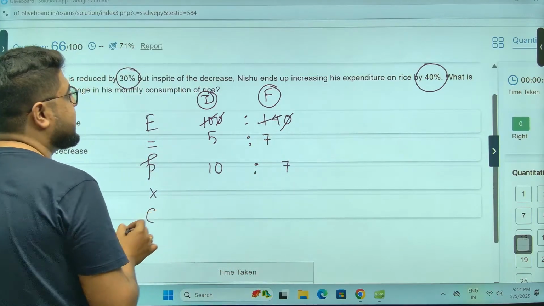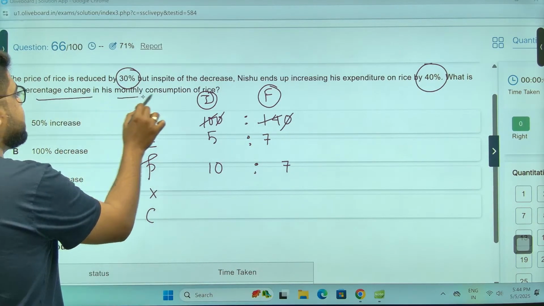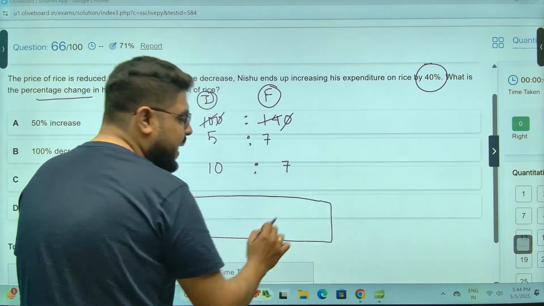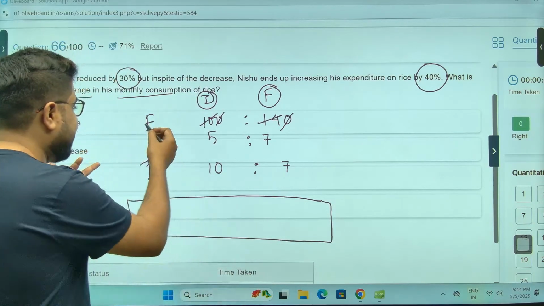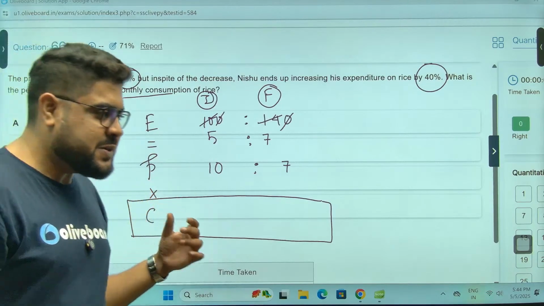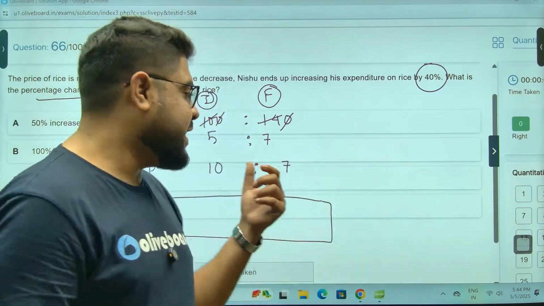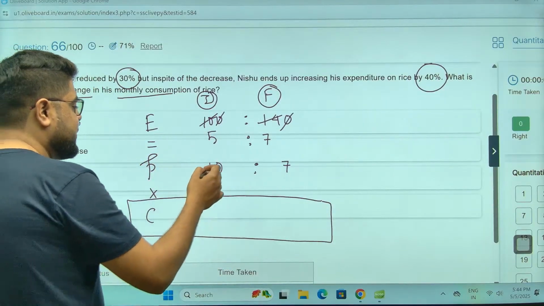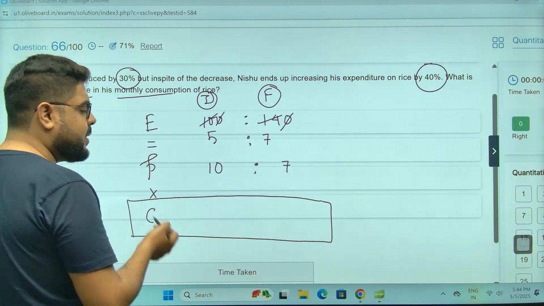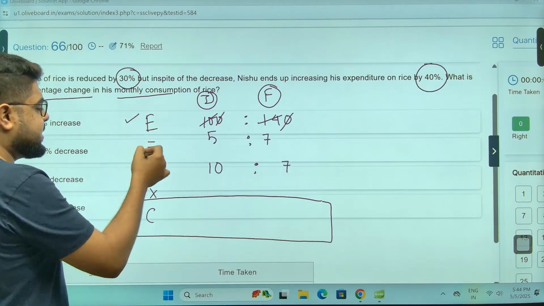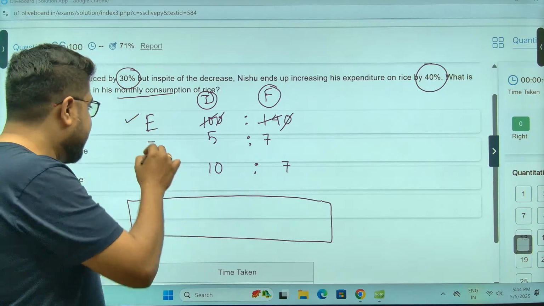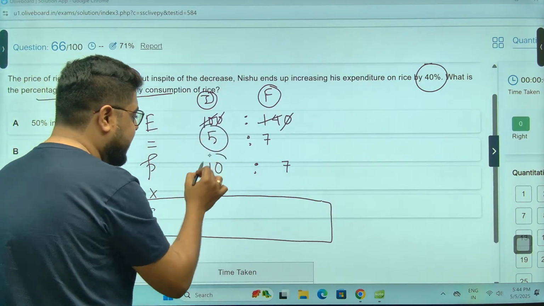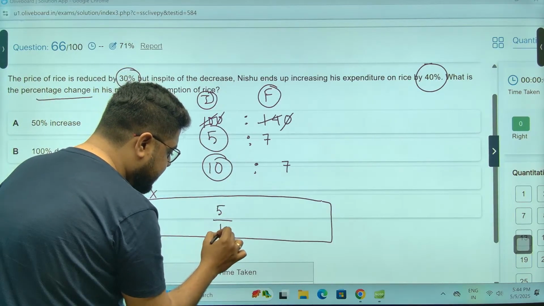Sir, what are they asking? Percentage change in consumption. Remember, sir, always expenditure is this into this. So use the concept of compound ratio. I've given this in great detail. So expenditure by price will be consumption, sir. Expenditure is equal to price into consumption. So consumption will be expenditure by price. Expenditure 5 rupees by price 10 rupees. So expenditure initially was this.